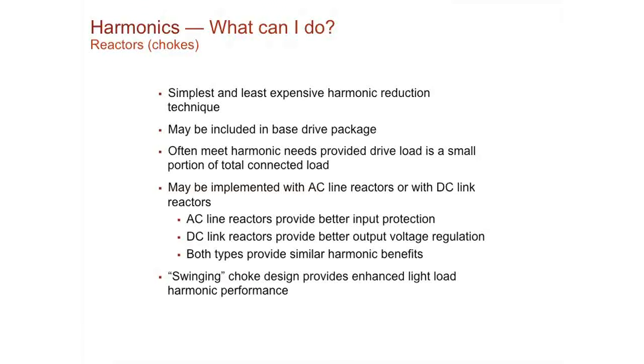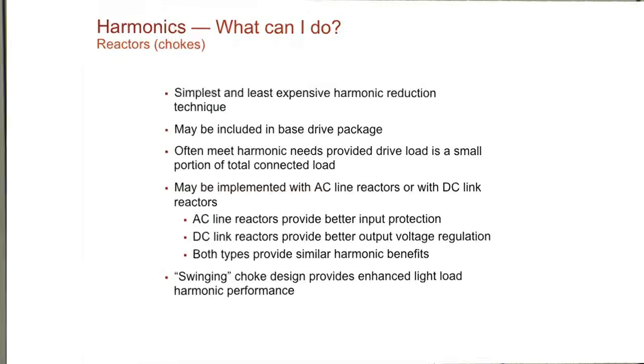It may be implemented, like I said, with an AC or a DC link choke. Basically, what the AC choke provides is some impedance for the front end and gives you some impedance protection. But a DC line reactor actually provides better voltage regulation. Both are similar in the harmonic benefits. An AC choke is pretty much the same as a DC choke. There's really no difference between the two.